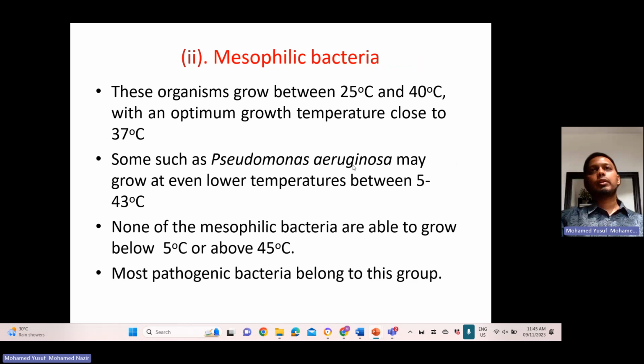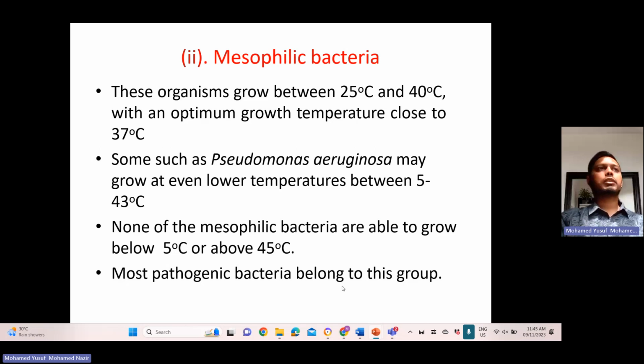Okay, this is the common range of temperature that can be found in most bacteria. It should be within 25 to 40 degrees, and the optimum temperature will be around 37 degrees. Some microbes such as Pseudomonas aeruginosa may even have a wider range of growing temperature, between 5 to 43 degrees. But none of the mesophilic bacteria are able to grow below 5 or above 45 degrees. And mind you, most of the pathogenic bacteria belong to this group.